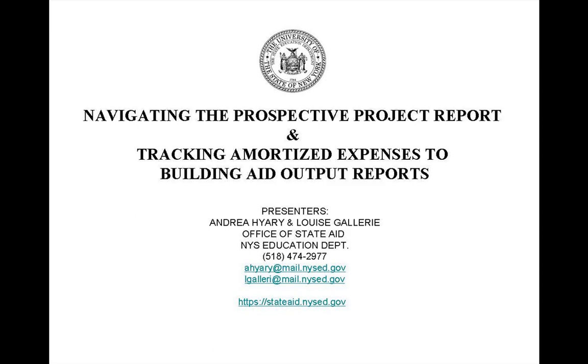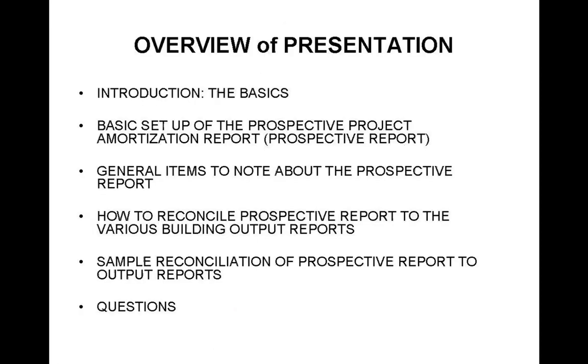Today we're going to be talking about the prospective project report and how you can navigate from that report of individual projects to your building aid output reports to check and make sure that you've got the right amount of assumed debt service and aid. I'll be talking for just a few minutes about the basics, and then Louise will take over and get into the nitty-gritty, and hopefully you've also got with you the Word document that was sent and another Excel-looking piece of paper for the work that Louise will be doing with you.